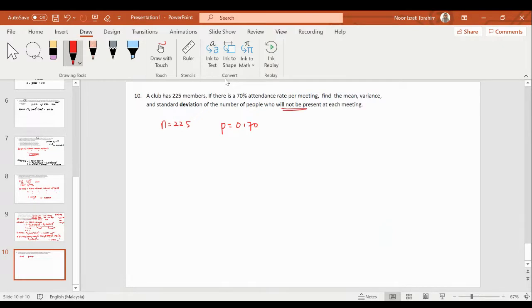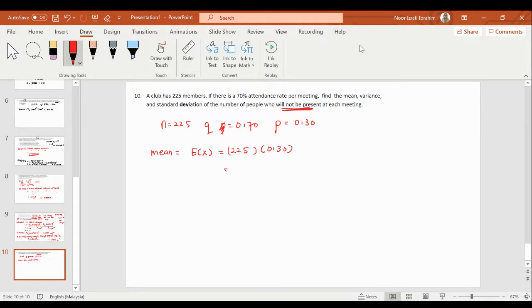We want to find not present. So this 0.70 automatically becomes our Q, right? And not present will be our P, success. Okay, because our interest is to know the number of people who are not present at each meeting. So to find the mean, which is E of X, it will be N times P, 225 times 0.30.